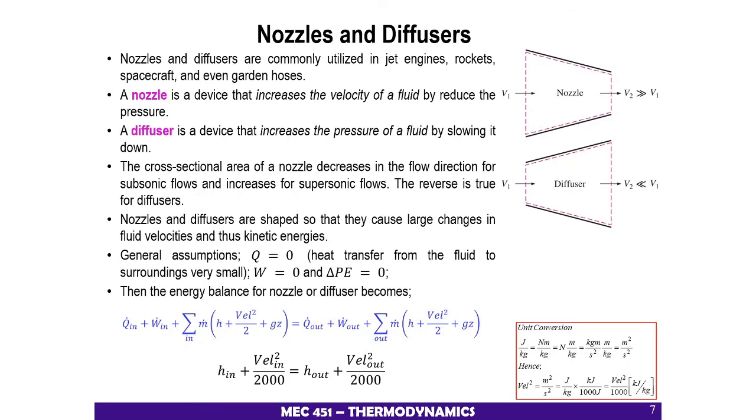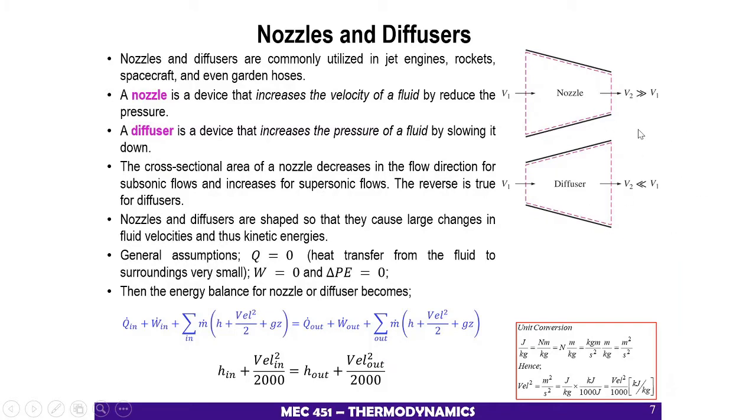So we proceed to the first machine. We call it a nozzle and diffuser. Nozzles and diffusers are commonly utilized in jet engines, rockets, spacecraft, and even garden hoses. A nozzle is a device that increases the velocity of a fluid by reducing the pressure. A diffuser, in other cases, is a device that increases the pressure of a fluid by slowing it down. This is your nozzle: the outlet velocity is much higher than the inlet. This is a diffuser: the inlet velocity is higher compared to the outlet velocity.